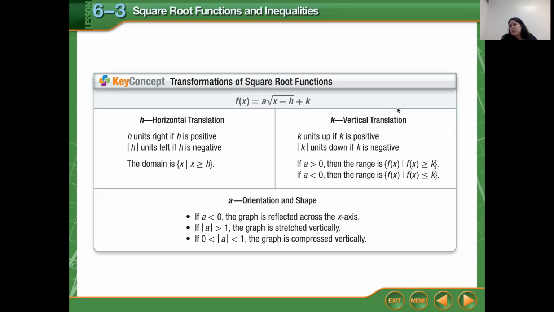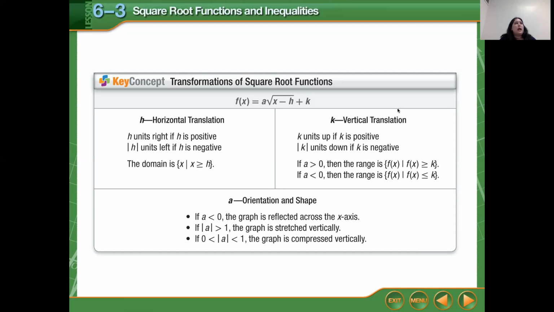Our transformations are pretty much the same. h tells us if it moves left or right. Our domain generally is x is greater than or equal to h. k tells us if we move up or down. And we have two versions of the range. If a is positive, then y is greater than or equal to k. If a is negative, y is less than or equal to k for our range.